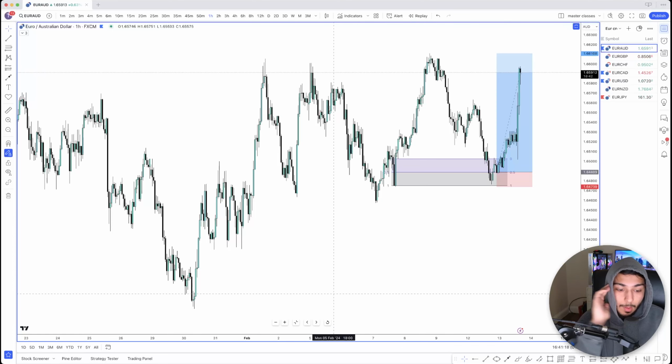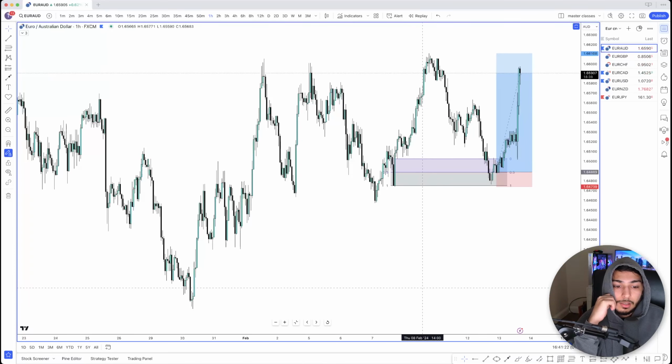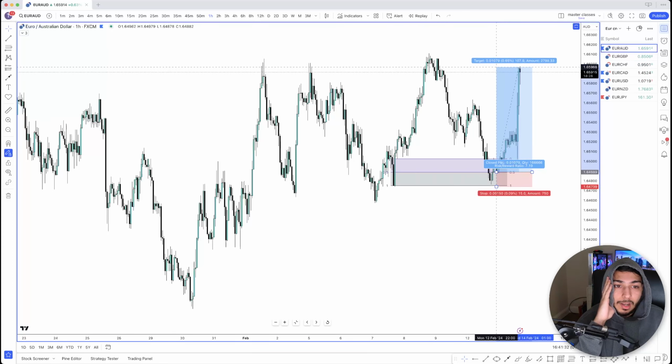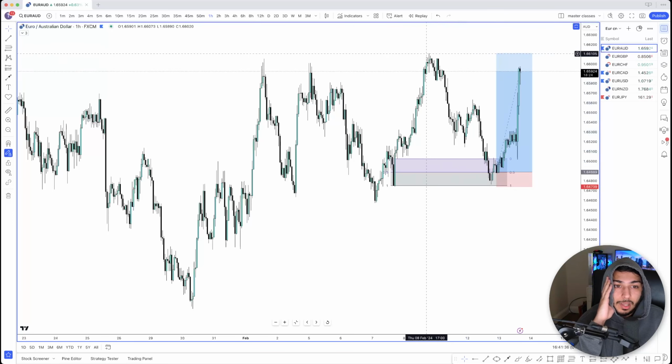So when it came down to the Euro Aussie, what I want you guys to understand is that on this specific pair, right now we're floating a little bit more than 100 pips. Right now it's like 1 to 7, a little bit more than that. We have our TP right here at the high. So this is a trade we gave in our free Telegram, in our Discord.